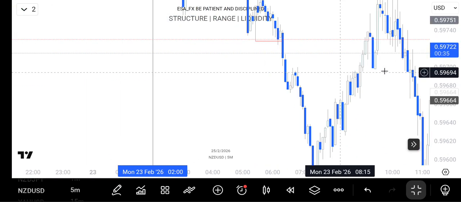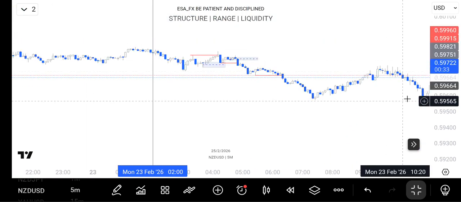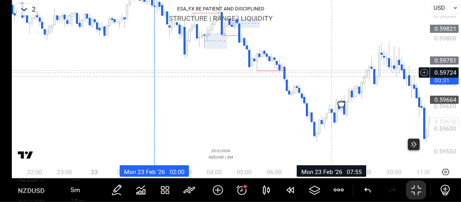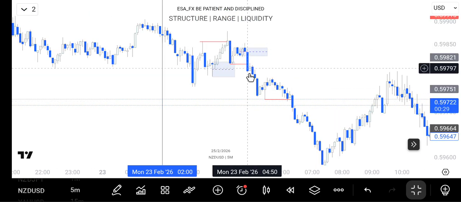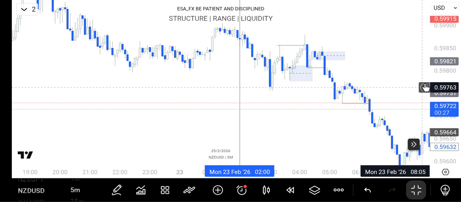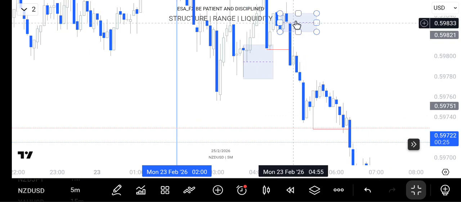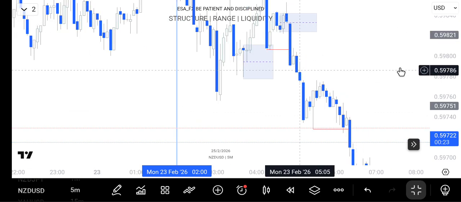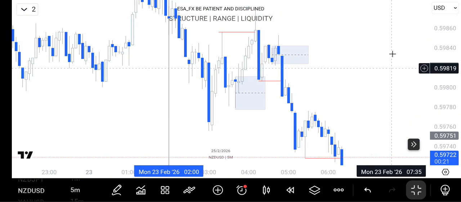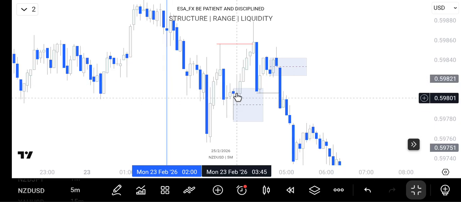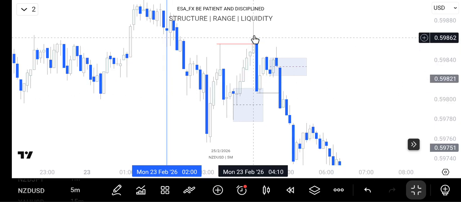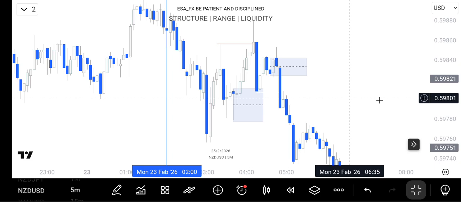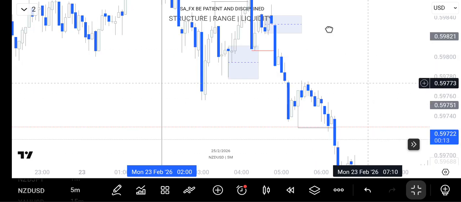By my definition, again, you have to have an impulsive move. Notice this move here that causes a break of structure. You see the momentum, very aggressive, strictly bullish candles causing a break of structure. So that is the momentum I'm talking about.